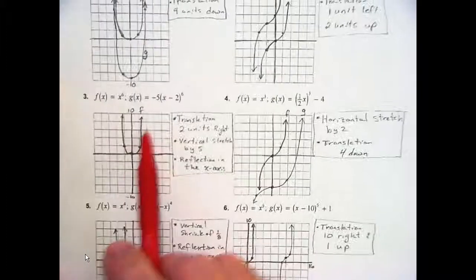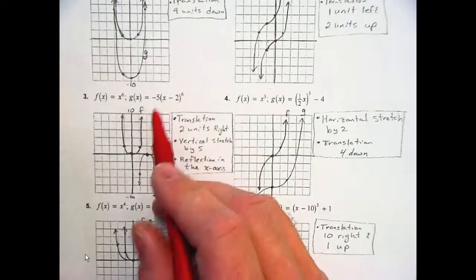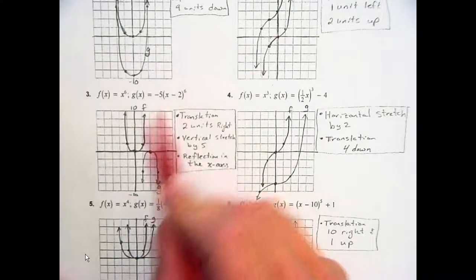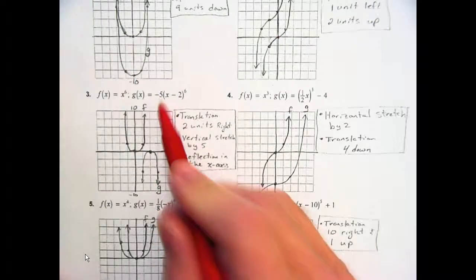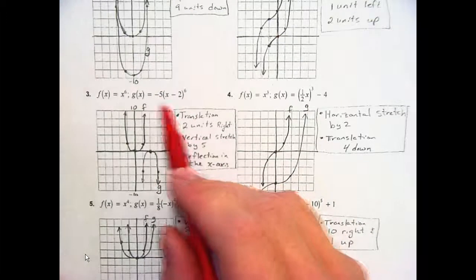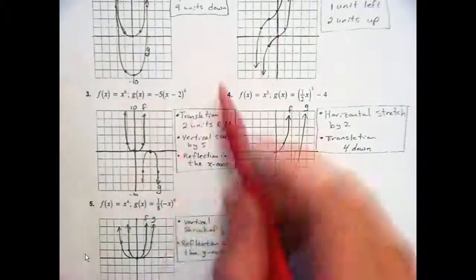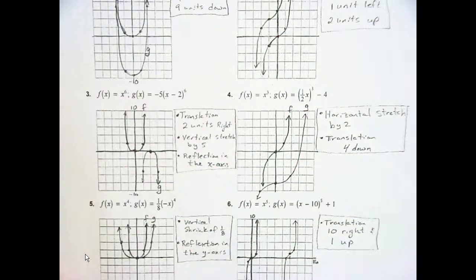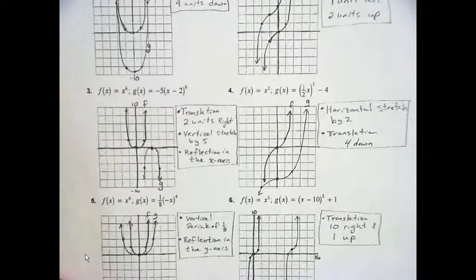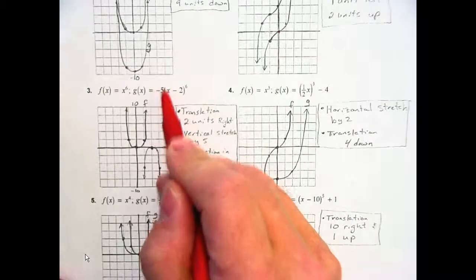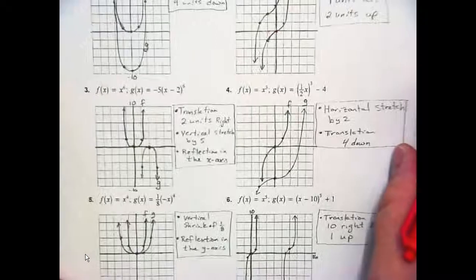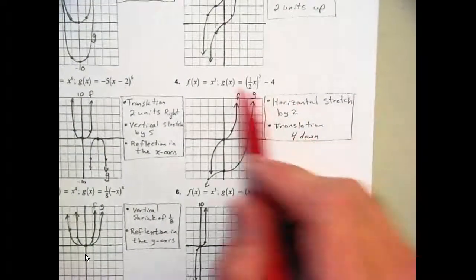Number 3 takes our parent function, x to the 6th. Notice I changed my scale on the y-axis. It reflects it, that's the negative. It stretches it by a vertical stretch of 5 there, and then it shifts it to the right 2 units. Okay? Yeah, you could write it in a different order. Remember, the vertical doesn't affect the horizontal. Okay? Sure. Yep. Number 4, we take it.